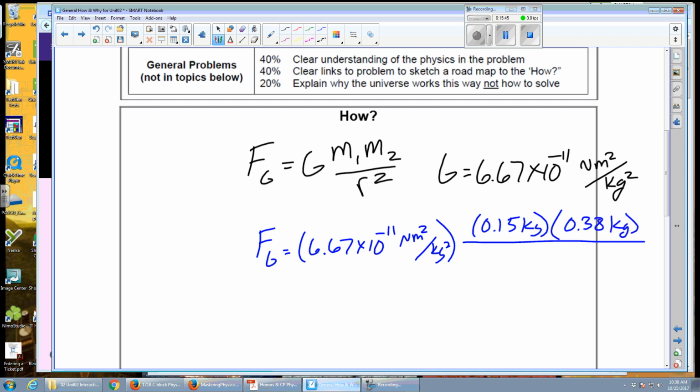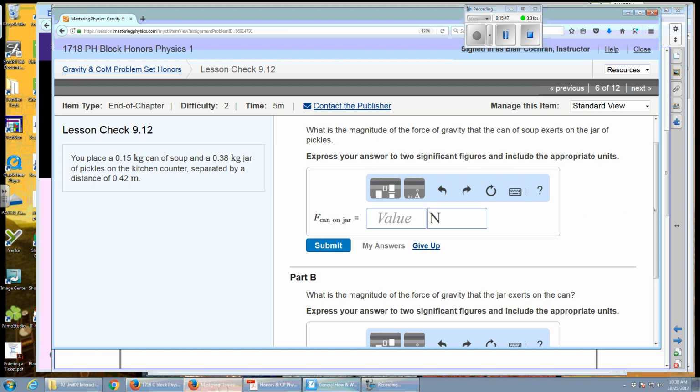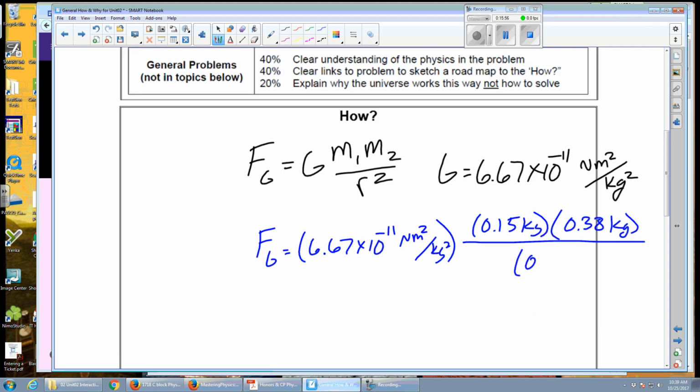And then the separation between their centers. I'm going to assume that separated distance is between their centers because they're trying to make my life nice. 0.42 meters, quantity squared. Most common math mistake will be to forget that squared in there. Now I've got meters squared cancel meters squared, kilograms squared, kilograms squared. I'm going to end up with an answer nicely in newtons, which is what they want.